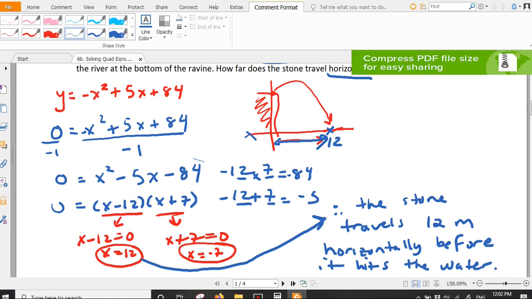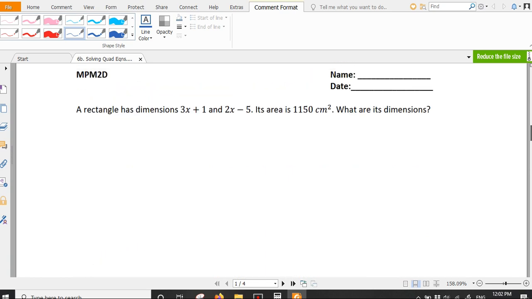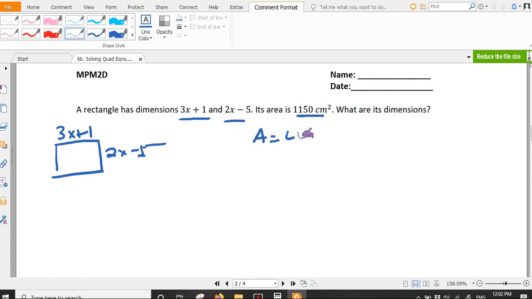Okay. Alright. And one more question here, and then we're done. A rectangle has dimensions this and this. So I got myself a rectangle. Dimensions, doesn't matter which is which. Nope. 3x plus 1, 2x minus 5. Its area is that. So what's the area of a rectangle? Well, I know it's length times width.